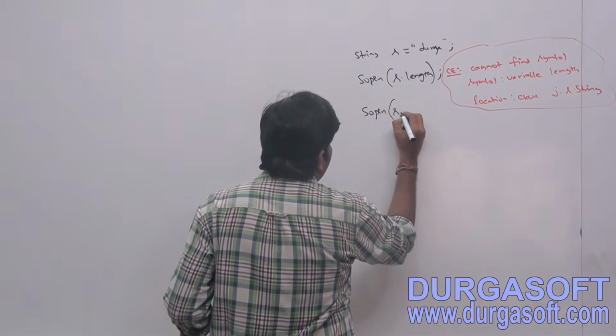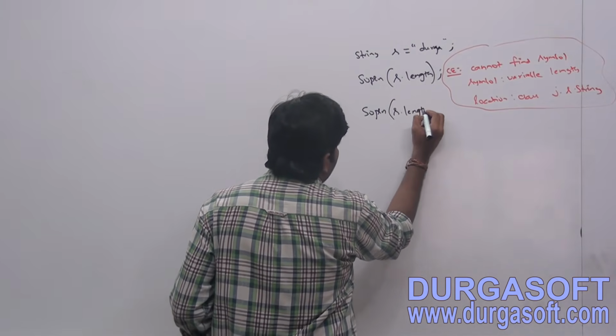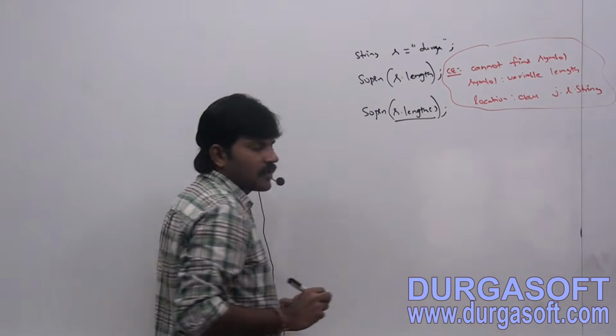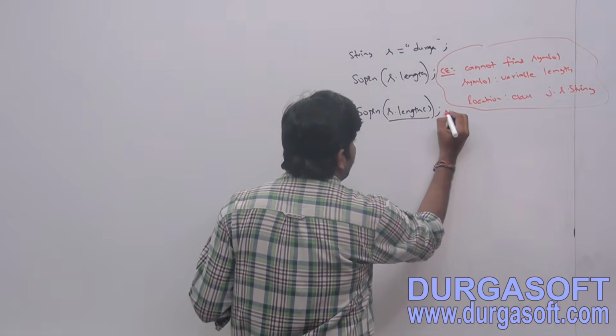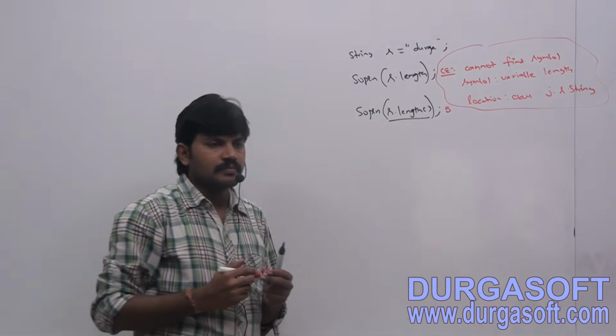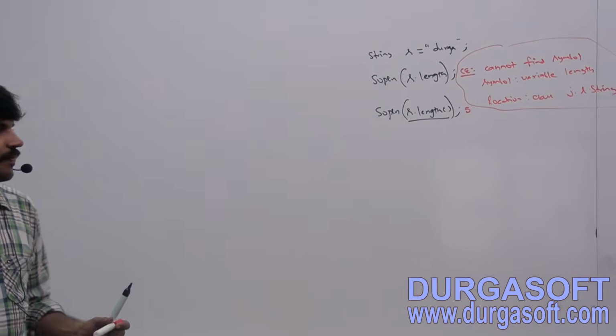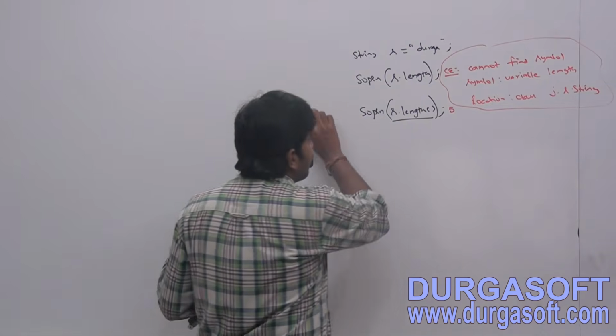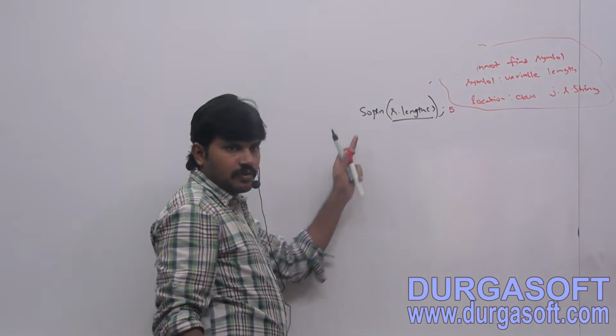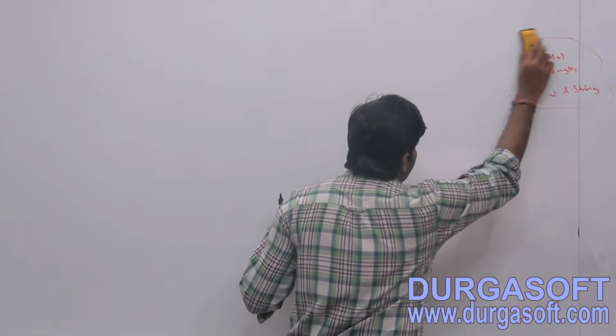System.out.println of s dot length. The answer we are going to get by default is 5. Not much explanation is required. Now, is the length variable applicable for arrays or strings? Arrays. The length method is applicable for string objects but not for arrays.